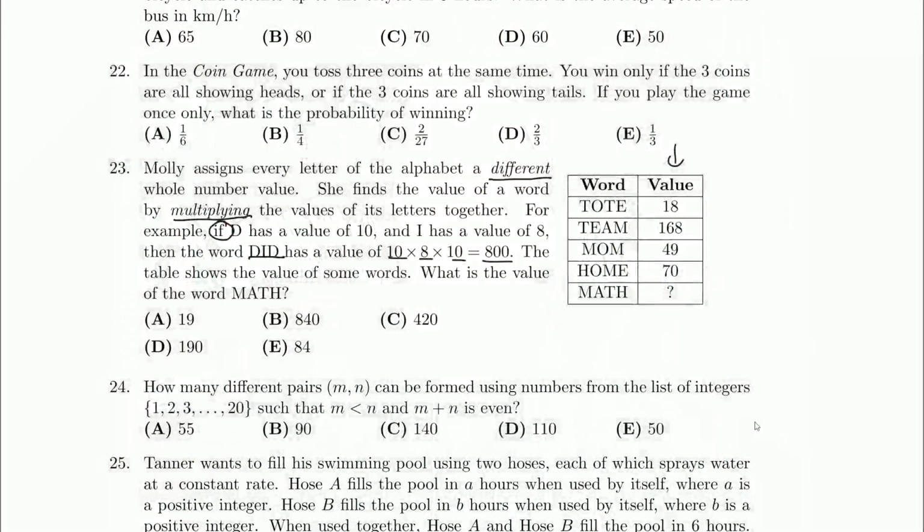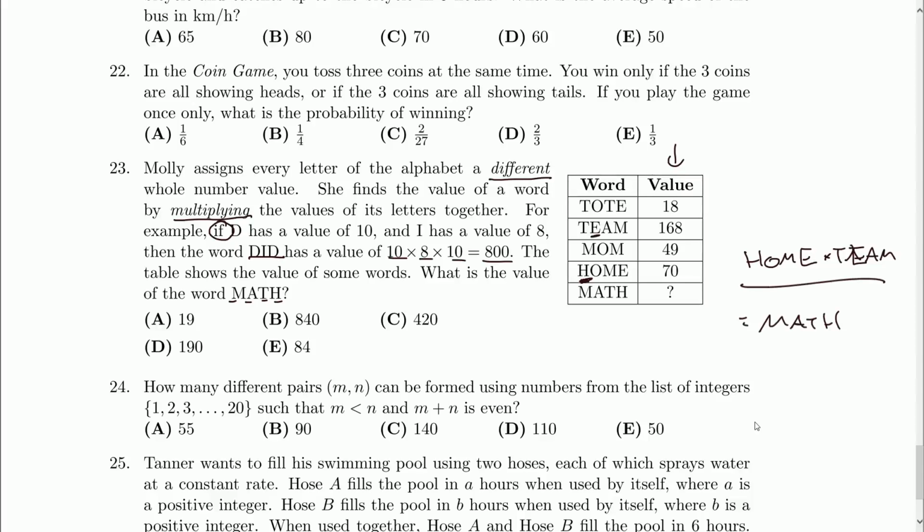This might be a question where we can't actually figure out the values of M, A, T, and H, but maybe there's a way to. I see the only H here is in home. But maybe if I do something like home multiplied by team, because team has a lot of the letters for math, it just has an extra E, and divide it by something, then maybe I can get math out. And then maybe I don't need to work out any of the actual letter values at all. Although the fact that they said different makes me think that I probably could, and there might be some reasoning that needs to go on.